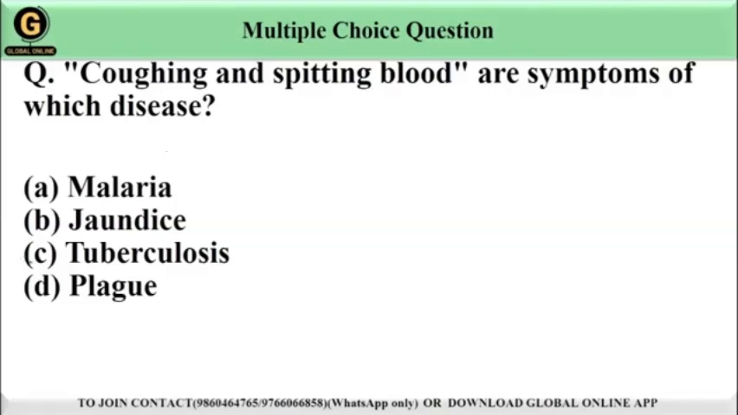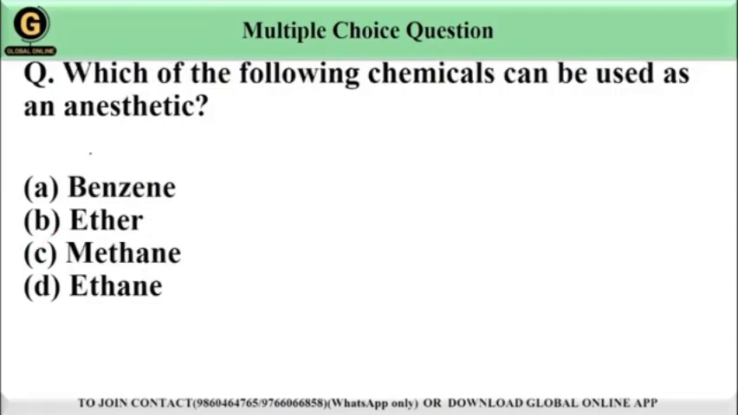The other diseases listed, that are malaria, jaundice, and plague, do not typically present with the symptoms of coughing up blood. So the correct answer among the options is option C, tuberculosis. Let's move to the next question.